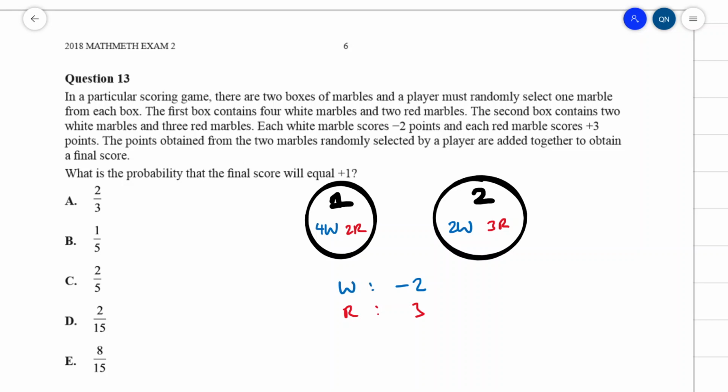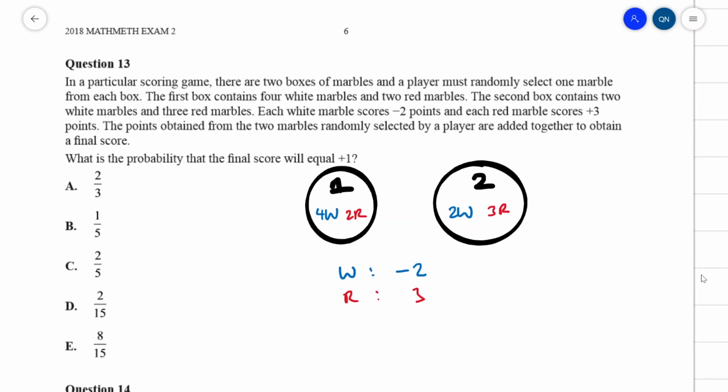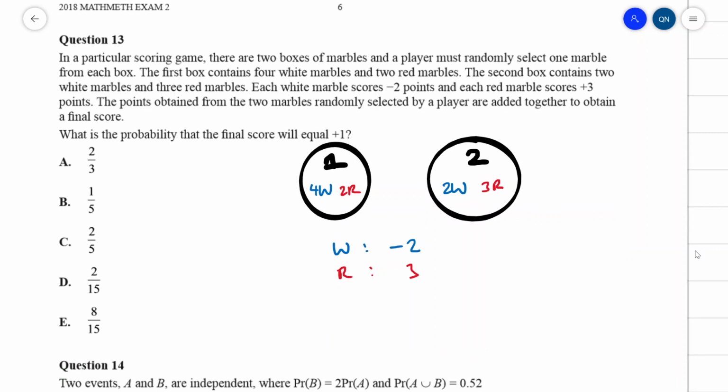The points obtained from 2 marbles selected randomly by a player is added together to obtain a final score. And we want to find the probability that the final score is equal to +1. So, if we're only selecting 1 marble from each box, so that's 2 marbles in total, the only way for us to get a score of +1 is if we get 1 red marble and 1 white marble, because 3 plus -2 is going to be 1.